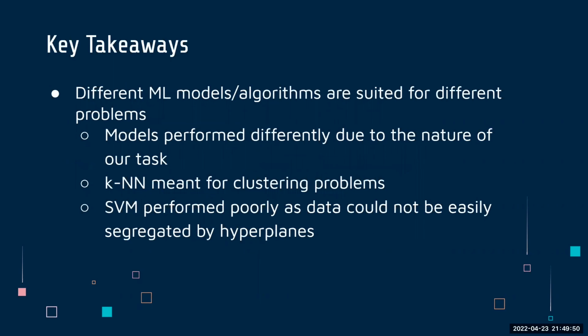Additionally, different machine learning models and algorithms are suited for different problems. In our experiments, we witnessed jarring differences between the performances of various ML models due to the nature of our task. For example, KNN did not perform well as it was meant for clustering problems, while SVM did not perform well as our data was not easily segregatable by hyperplanes, and we had a large number of features which were not highly correlated with the target variable. Nevertheless, it was through this that we learned that there is no single best model that suits all problems. The performance of different methods will depend heavily on the context and nature of data.